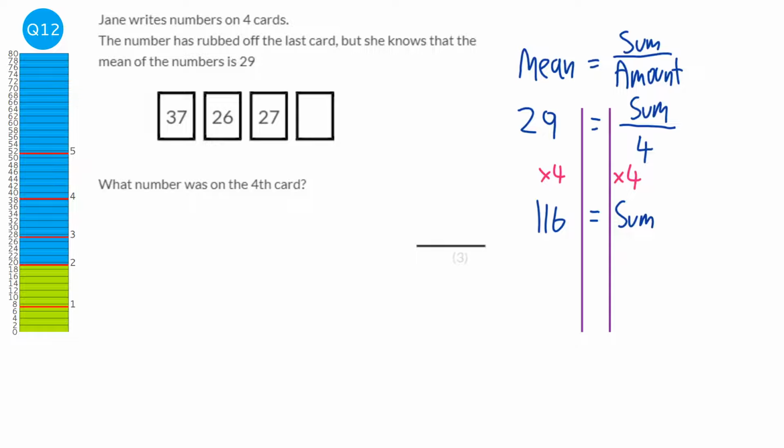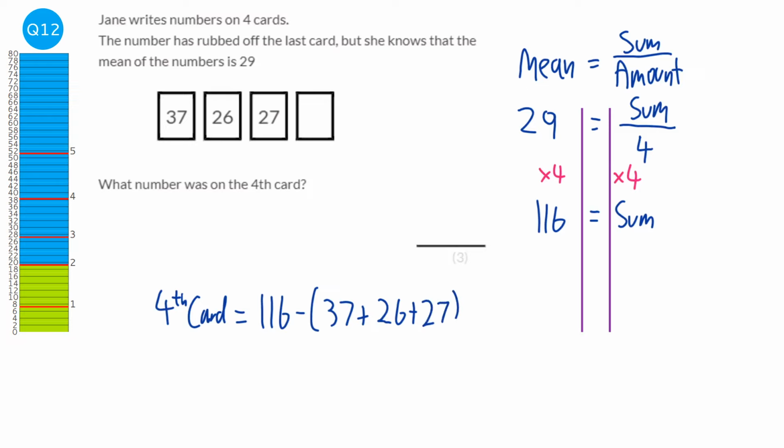So all we need to do is to find the 4th card is get that 116 and just take away the numbers that we know. And when we do that, we get the answer 26. Now you can easily check this by adding up 37, 26, 27 and 26 again, and then dividing it by 4, and you will get 29.